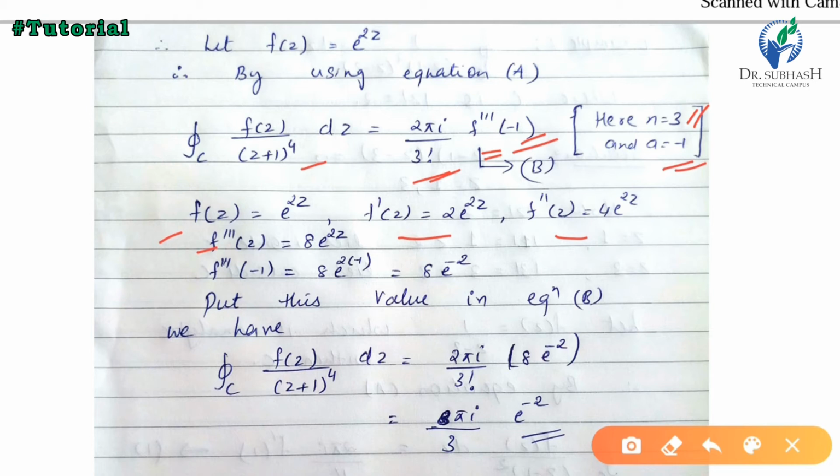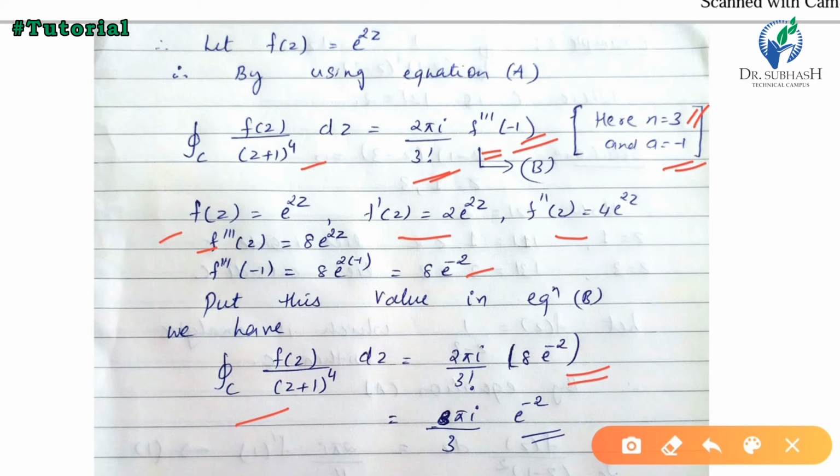Now we substitute the point a in place of z. So we have here 8e raised to minus 2. Now we will put this value in equation b. So after substituting this value in equation b, we have integration over C of f(z) upon (z plus 1) raised to 4 dz equal to 2 pi i upon 3 factorial into 8e raised to minus 2.